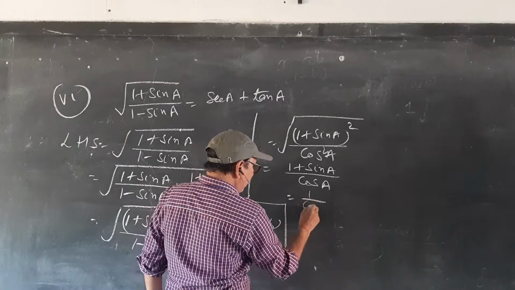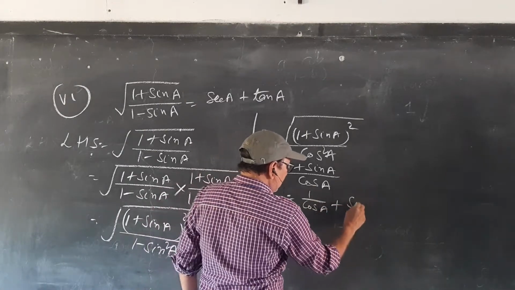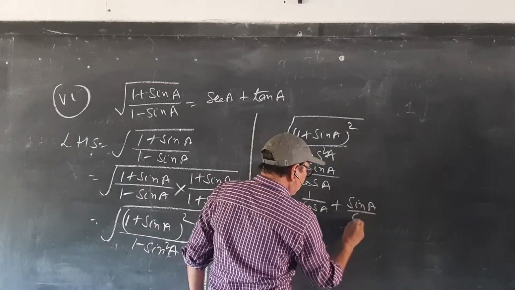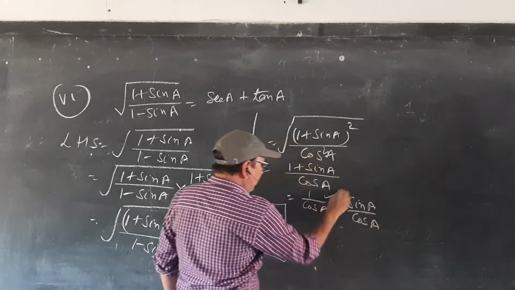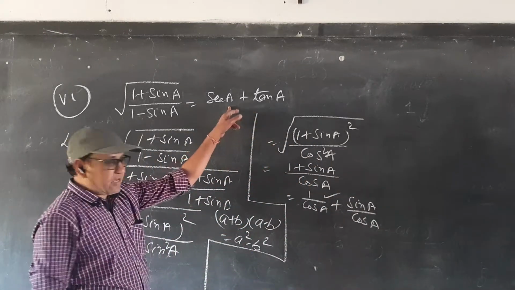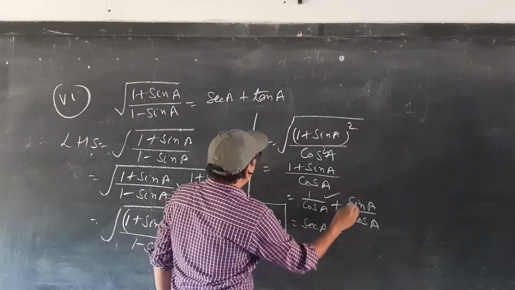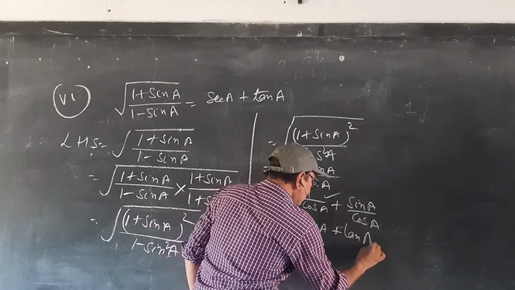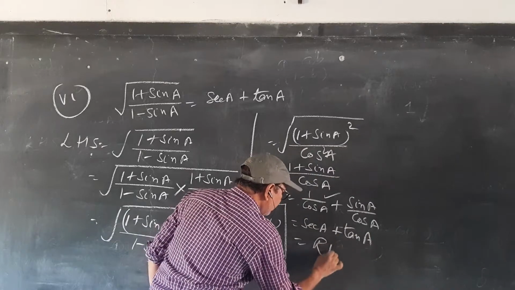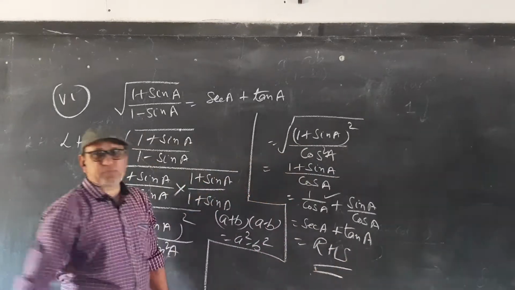1 upon cos a, separately divided, plus sin a upon cos a. Now 1 by cos a is sec a, plus sin a upon cos a is tan a. Hence we have proved it. Hence proved.